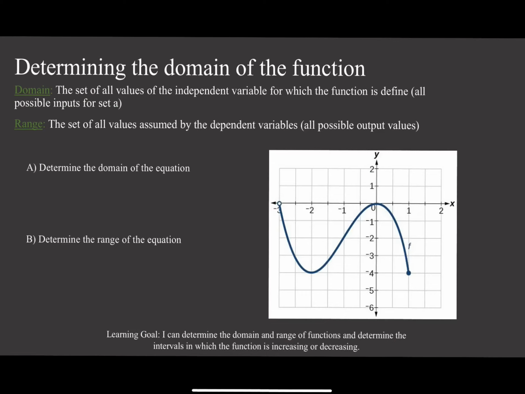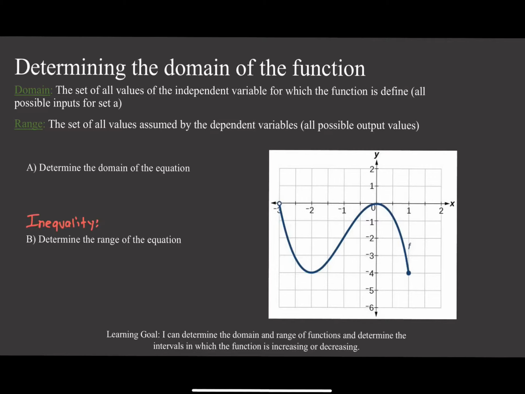So for this next part, we're going to work on determining the domain and range of functions. As we established last time, the domain is essentially all possible inputs of a function, or all possible x values. And the range is all possible outputs, so all possible y's. So let's take a look at this graph. Now this graph doesn't represent any specific function. It's just a great example to illustrate how to obtain the domain and range from a graph.